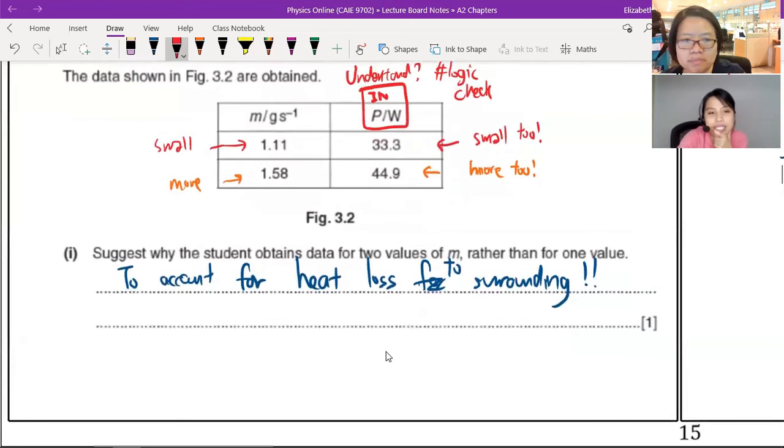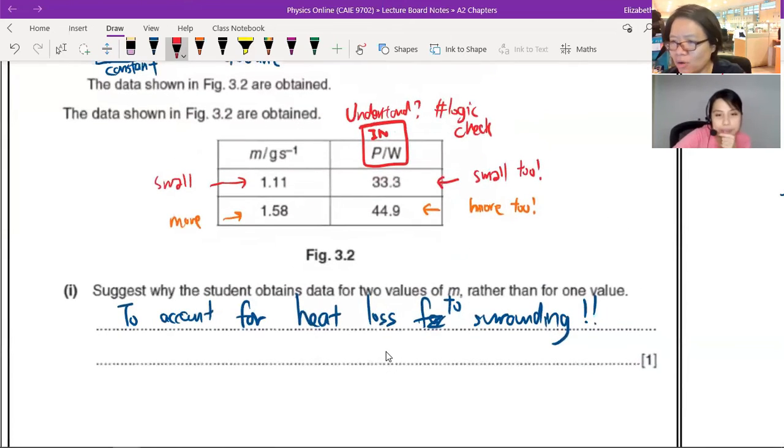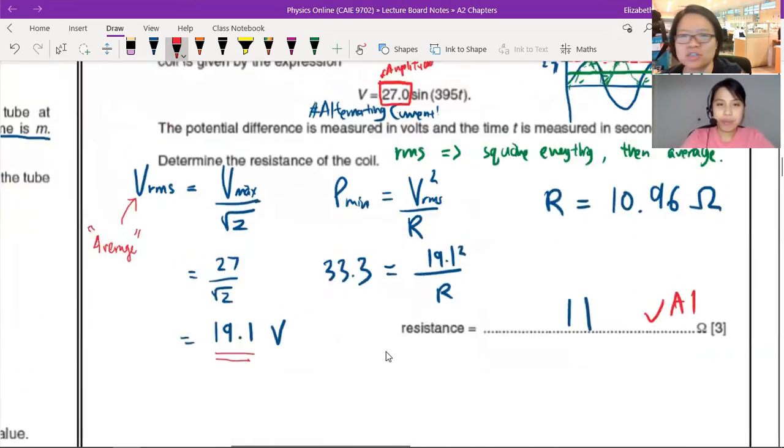this one suggests why the student obtains data: to allow or to determine heat transfer to surrounding. Okay, correct, to account for heat loss to surrounding. Do not allow to prevent heat loss from surrounding. Cannot. How are you going to prevent? Cannot. You take more data, then the less heat loss, man. Okay, so this one is 3 marks.